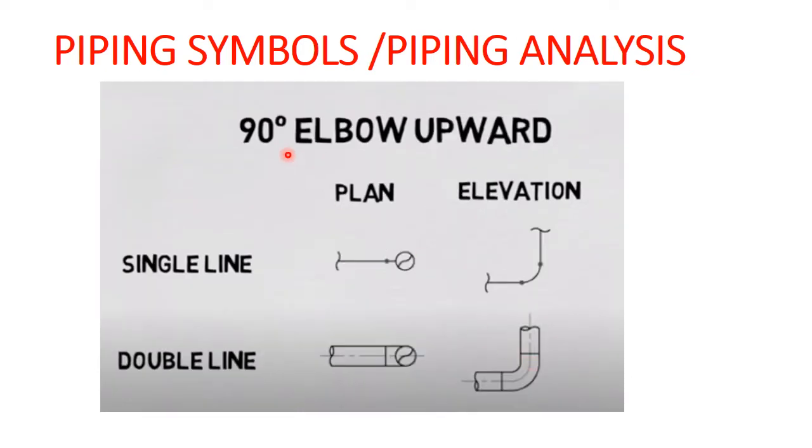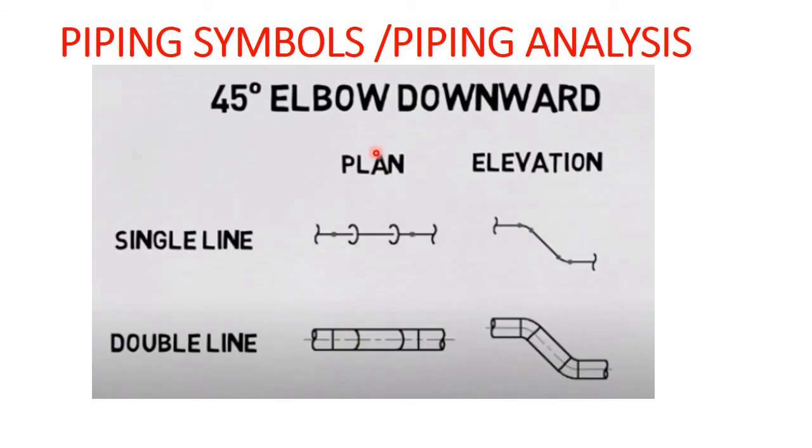Here is the 90-degree elbow upward. For single line, you can see the plane view here, and the elevation will be like this. For double line, see here, it will be like this. The double line elevation will be like this.